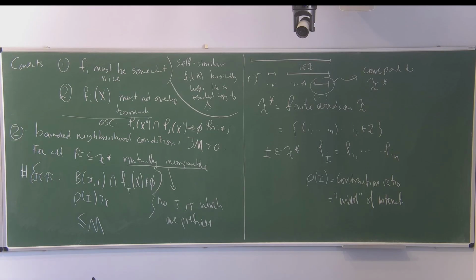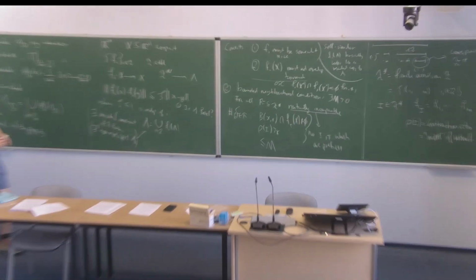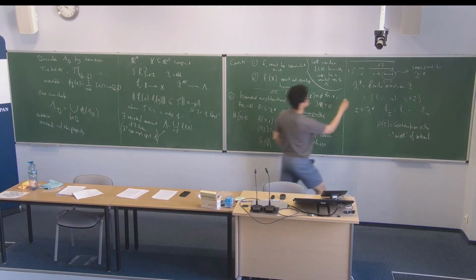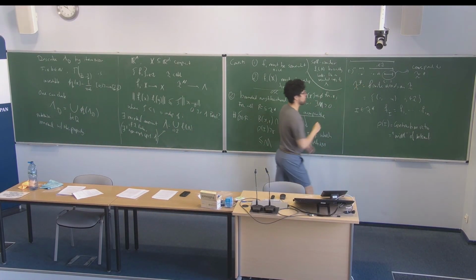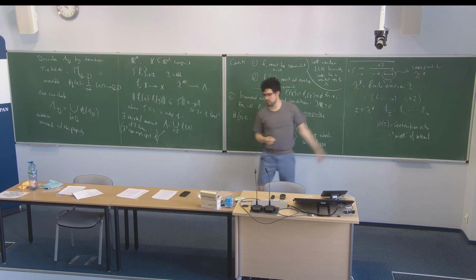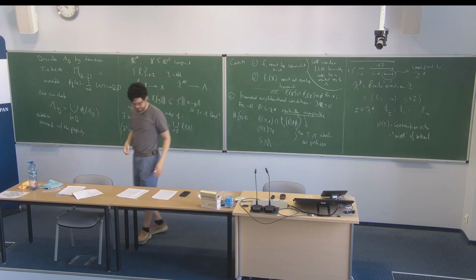What was the star? I could not read it. Sorry, I star. It's I. So I star is the set of all finite words on I. Yeah, exactly.